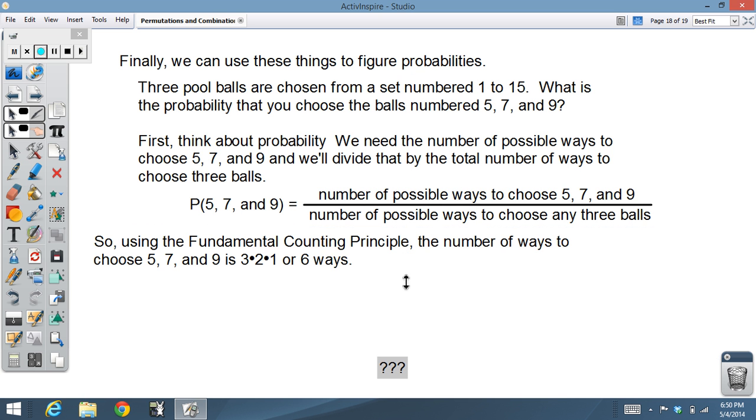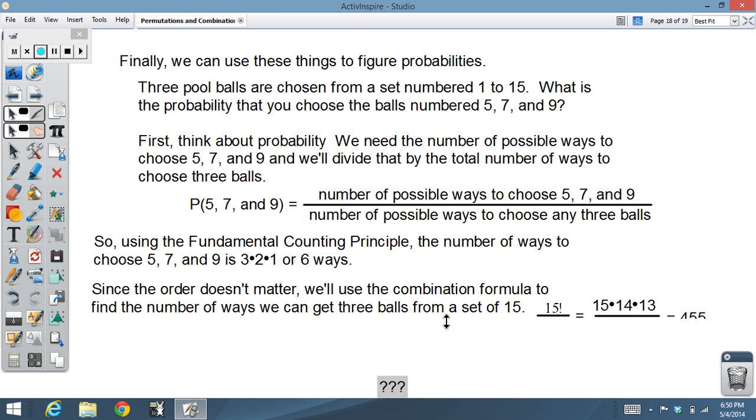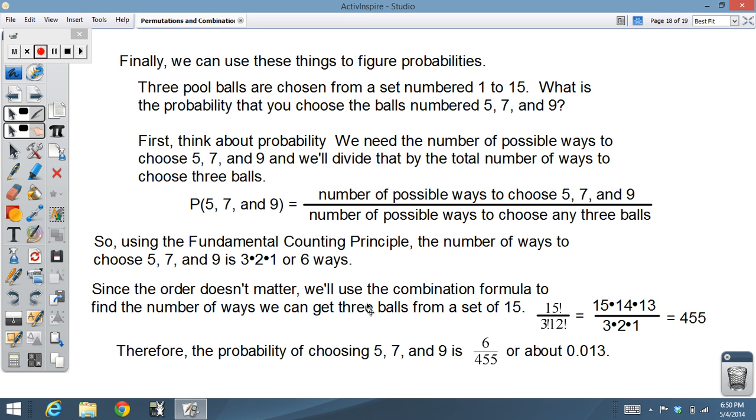Okay, we'll use the fundamental counting principle to figure out the top. For 5, 7, and 9, we're just going to use 3 times 2 times 1. There are 6 ways to do that. Now, for this, the order doesn't matter. For the bottom of the fraction, the number of possibilities, we're going to use that combination formula, right? Okay, so we'll end up doing the combination formula right here. 15 factorial over 3 factorial times 15 minus 3 factorial.